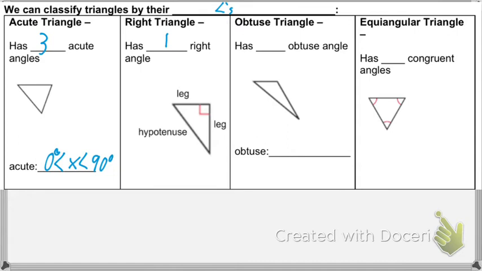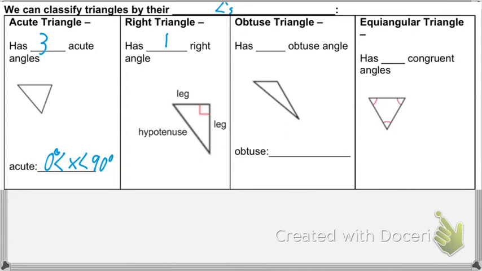Now, the 2 sides that are touching the right angle are called the legs. The side opposite the right angle, where the right angle box is pointing toward the side, is called our hypotenuse, okay? You guys might have even heard that word hypotenuse before, right? Raise your hand if you've heard the word hypotenuse before. Probably a good chunk of us have heard that before.